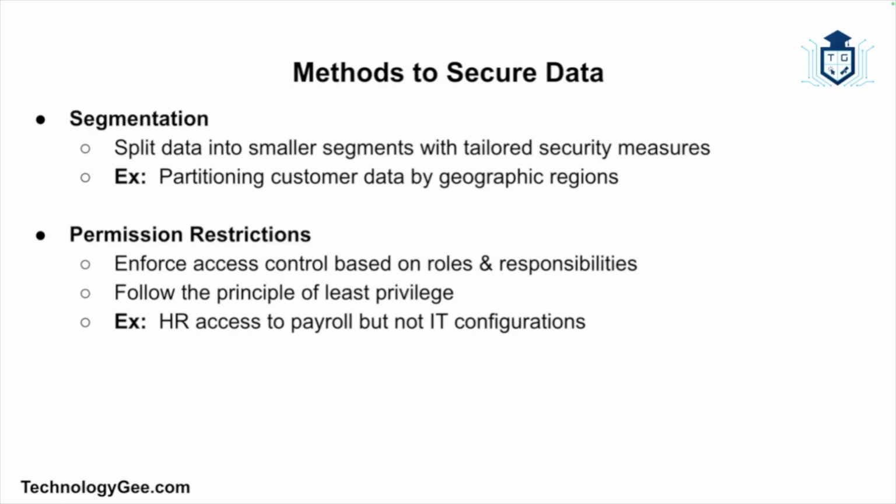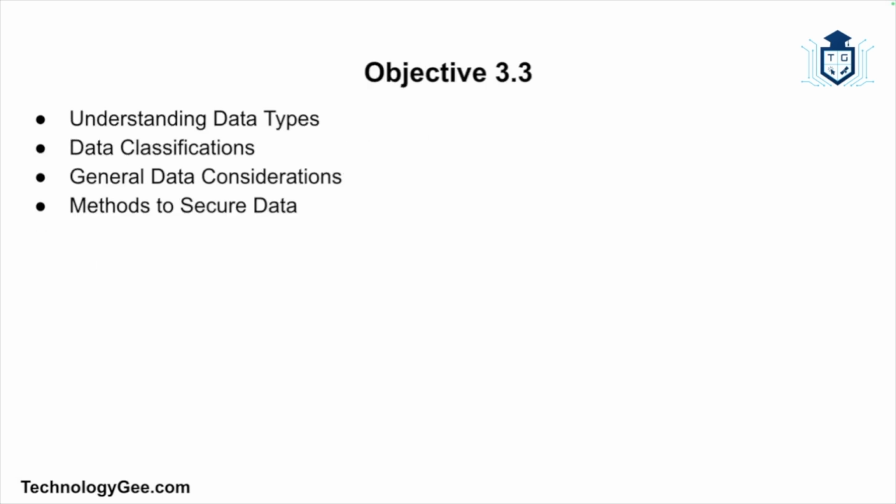Another method is called segmentation, and this divides data into segments and applies tailored security controls. An example of this would be separating customer data by region. And then we have what are called permission restrictions, and this limits access based on roles and responsibilities. And the principle of least privilege ensures users only access what they need. So an example of this would be an HR employee that can only access the payroll data, but not access the system configurations.